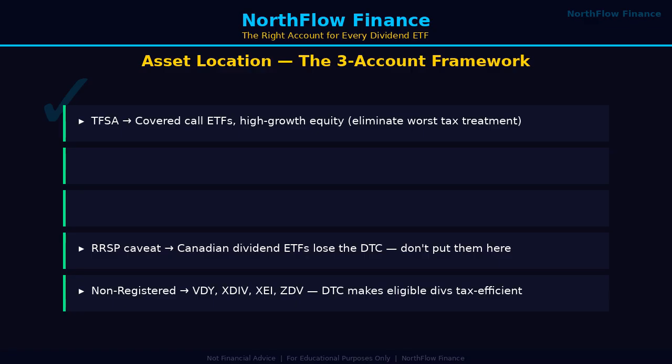TFSA, put your most tax-inefficient, highest growth assets here. Covered call ETFs like QQCC, whose distributions are primarily option premiums taxed at full marginal rates in a non-registered account, are ideal TFSA holdings. You completely eliminate the worst tax treatment. High-growth equity ETFs that will compound significantly over time also belong here, because you want the largest future value to be sheltered. What doesn't make sense in a TFSA? Assets whose income is already tax-advantaged, like eligible dividends. Holding VDY in a TFSA works, it's tax-free, but you're not maximizing the value of your TFSA room.